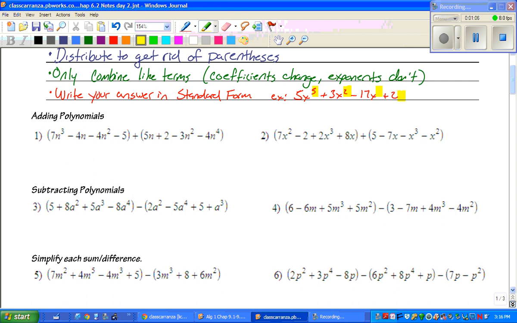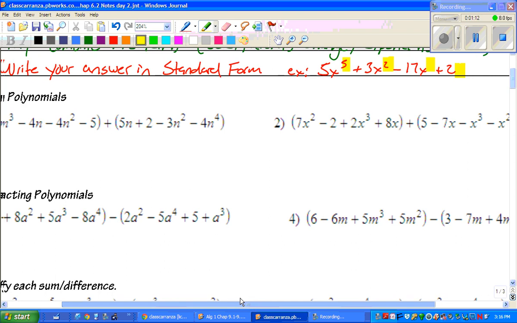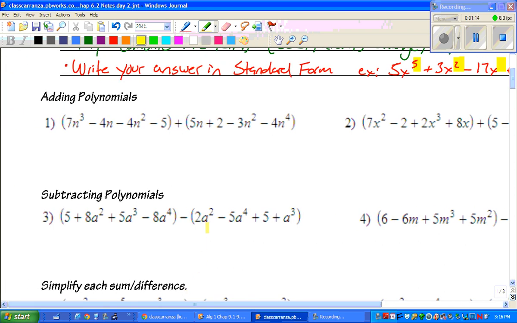So, adding polynomials. Now, the first thing that we have to do is to distribute. Like, Mr. Grice, there's nothing outside the parentheses. I'm like, duh. But technically, there is a 1 outside both of those. Okay? So we would distribute a positive 1 to everything.